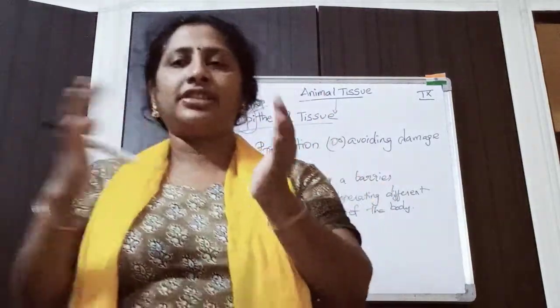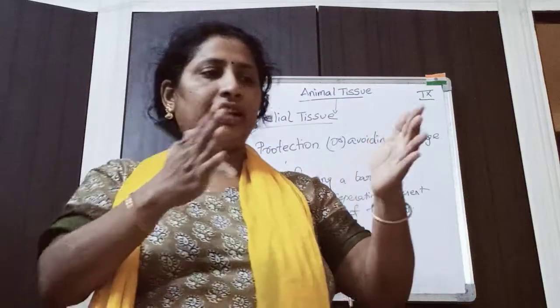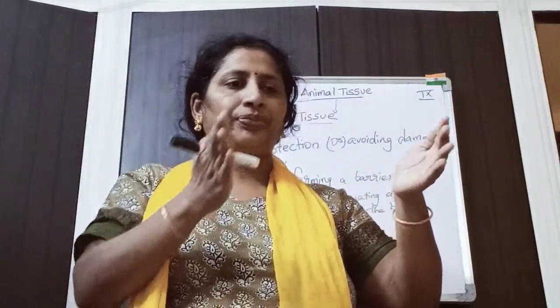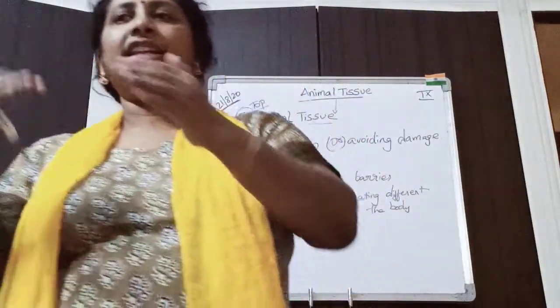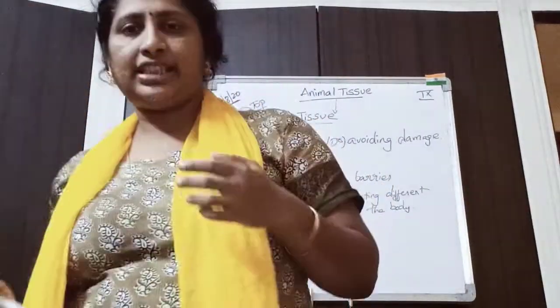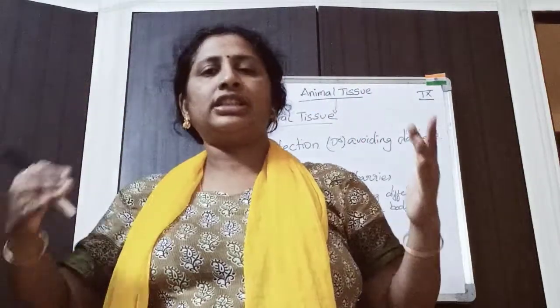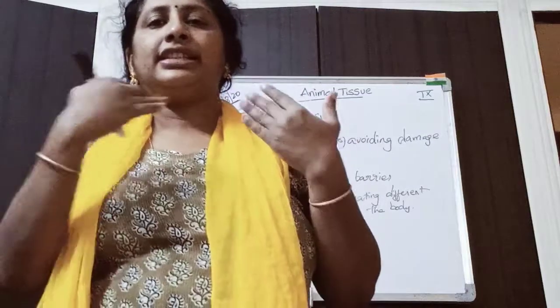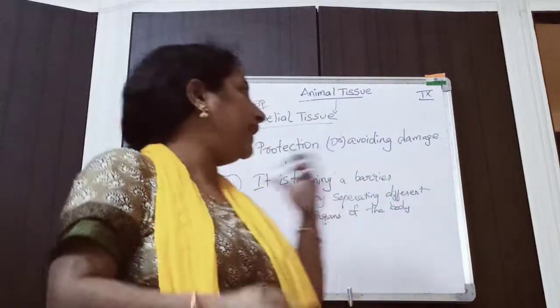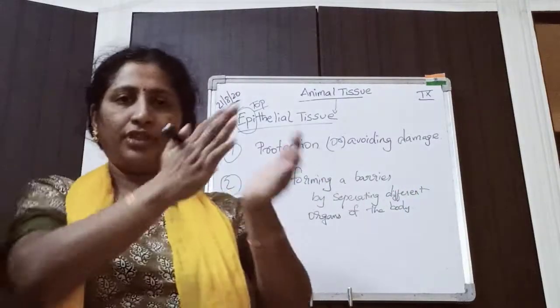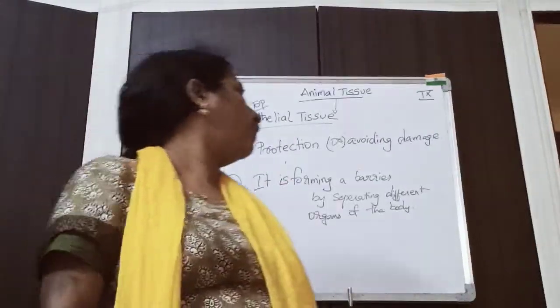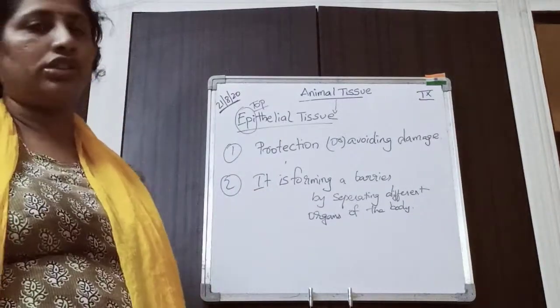But we don't have that, we have separation between them. Like if you see in a house, the bedroom is separated from the hall. It has separate walls. Hall is separate, bedroom is separate, kitchen is separate. So they are separated by walls. Same in our body, the stomach and all are present in our body. But how are they separated from each other? By epithelial tissue. Okay, the stomach is separated from the lungs through epithelial tissue. So it is forming a barrier by separating different organs of the body.